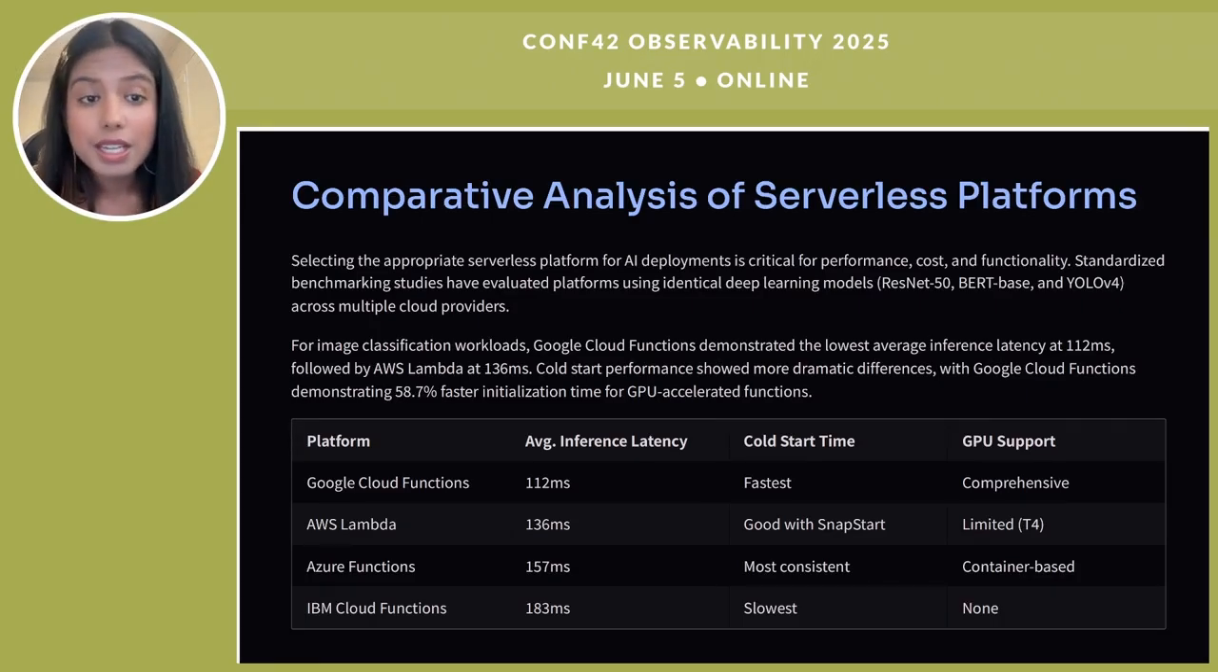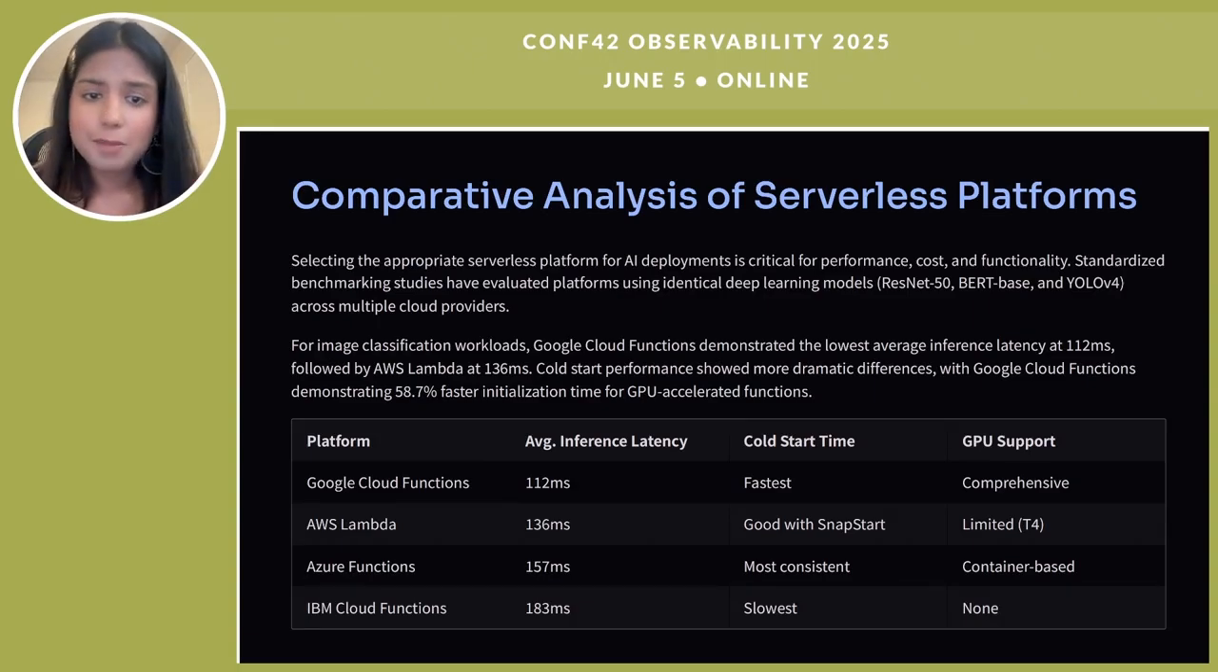Okay, so of course, not all serverless platforms are created equal. Choosing the right one is critical for AI deployments, especially when considering performance, cost, and specific functionalities like GPU support. This slide presents a snapshot from standardized benchmarking studies that used identical deep learning models, ResNet-50, BERT-based, and YOLOv4, across major cloud providers.